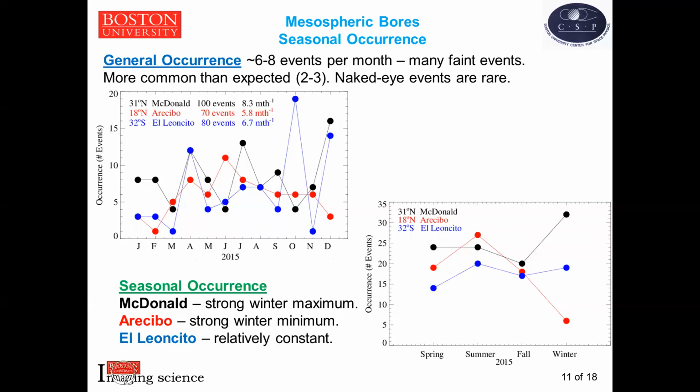Seasonal occurrence, they were pretty similar, but the McDonald Observatory had a very strong winter maximum, whereas the Arecibo had dropped right off during the winter. Otherwise, they are pretty similar.